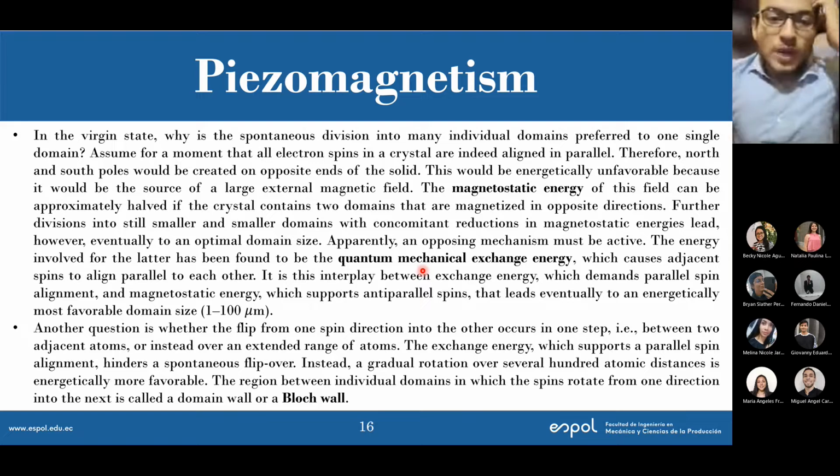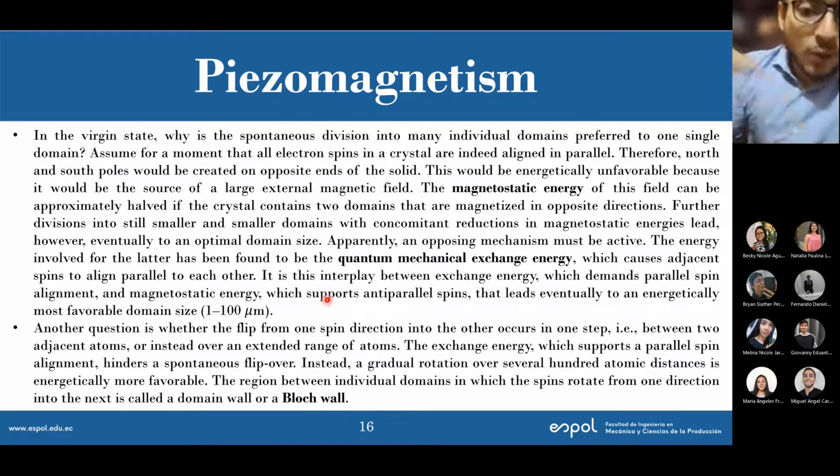Now, you might also be wondering, is the flip from one direction to the other sudden? Like, does that reversing of the field that I've been talking about happen at once, super fast? Does it happen between two adjacent atoms, or does it happen over an extended range of atoms? Well, this exchange energy, again supporting parallel spin, hinders or blocks a spontaneous flip over.